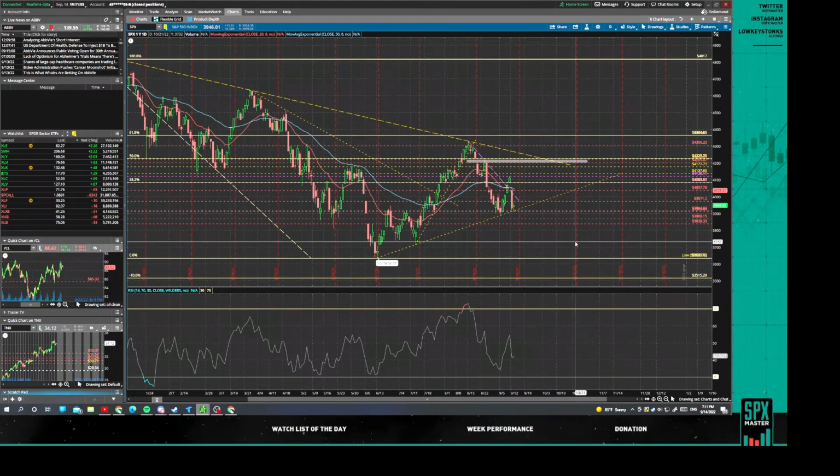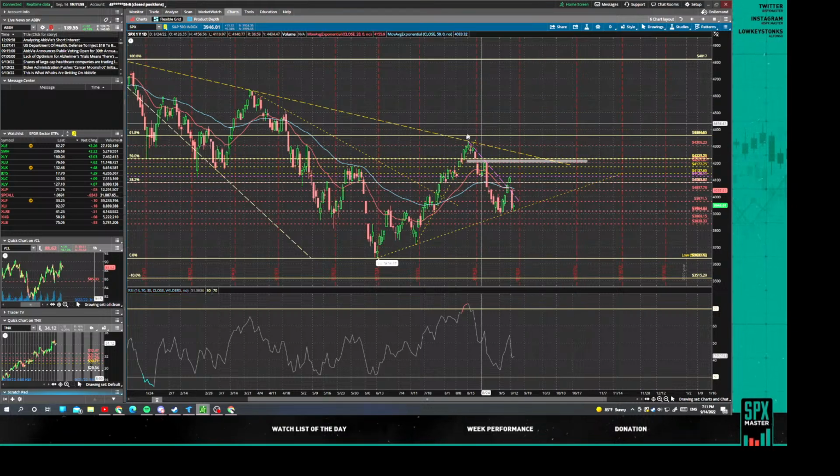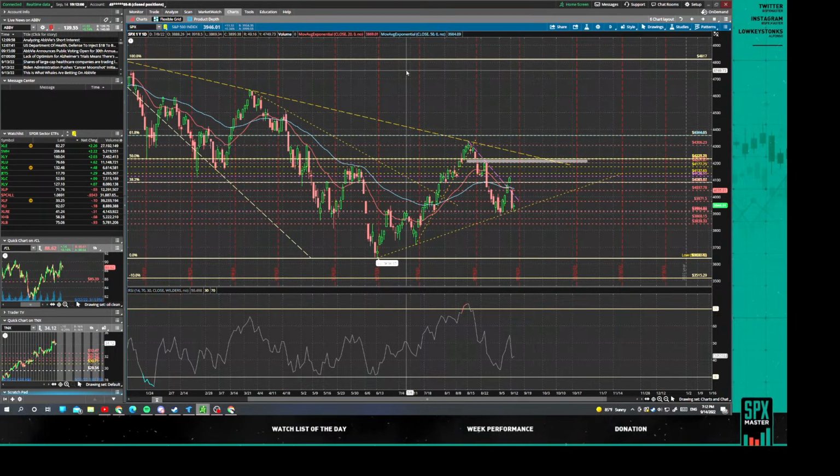You just don't know how long it's going to play out. You have to get your positioning in the right place at the right time and ride it with the right amount of risk.